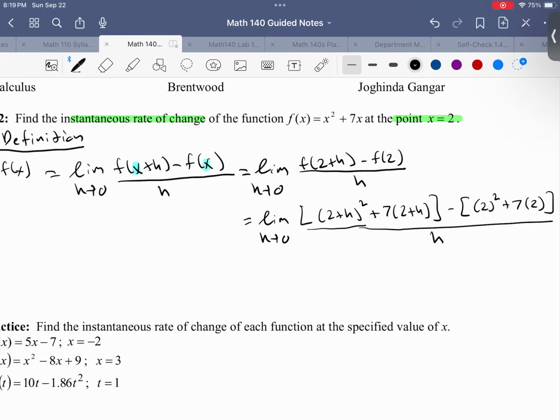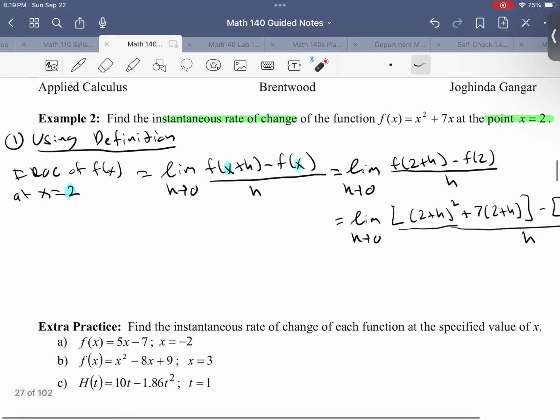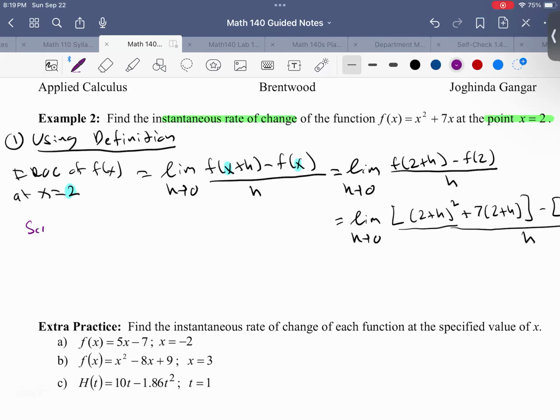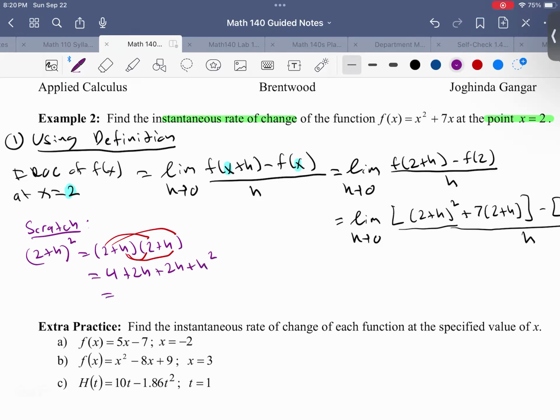Okay, so I'm going to go out to the side and do some scratch work for this 2 plus h squared, just so it won't get all jumbled up in there. All right, so 2 plus h squared is 2 plus h times 2 plus h. And then if I multiply that out, it's 4 plus 2h, and h times 2 and h squared. So plus 2h plus h squared. So that just equals 4 plus 4h plus h squared. All right, so that's my scratch work.